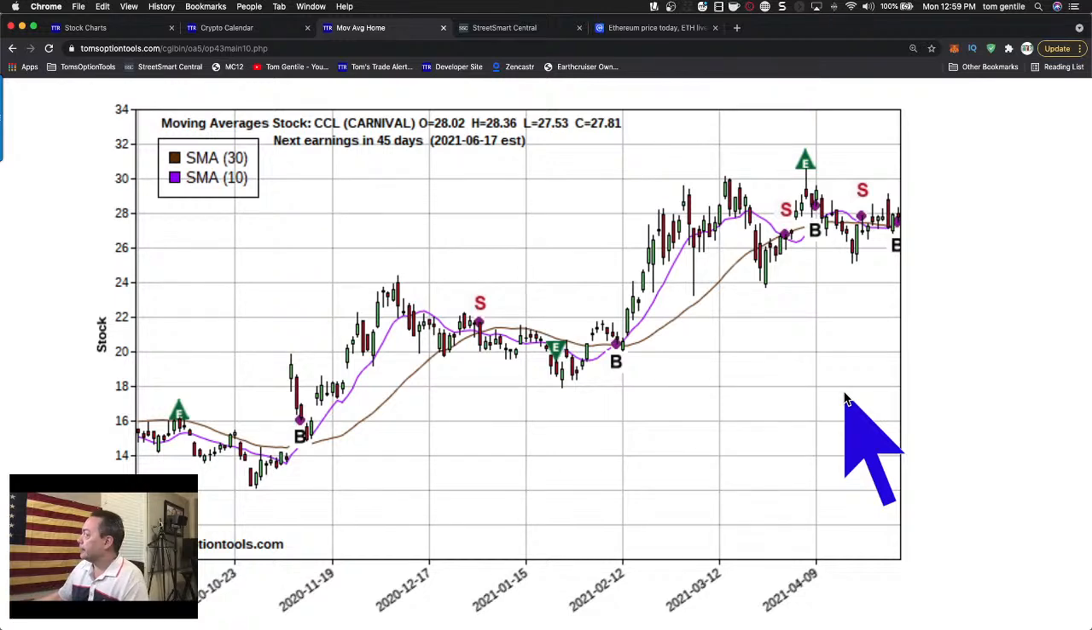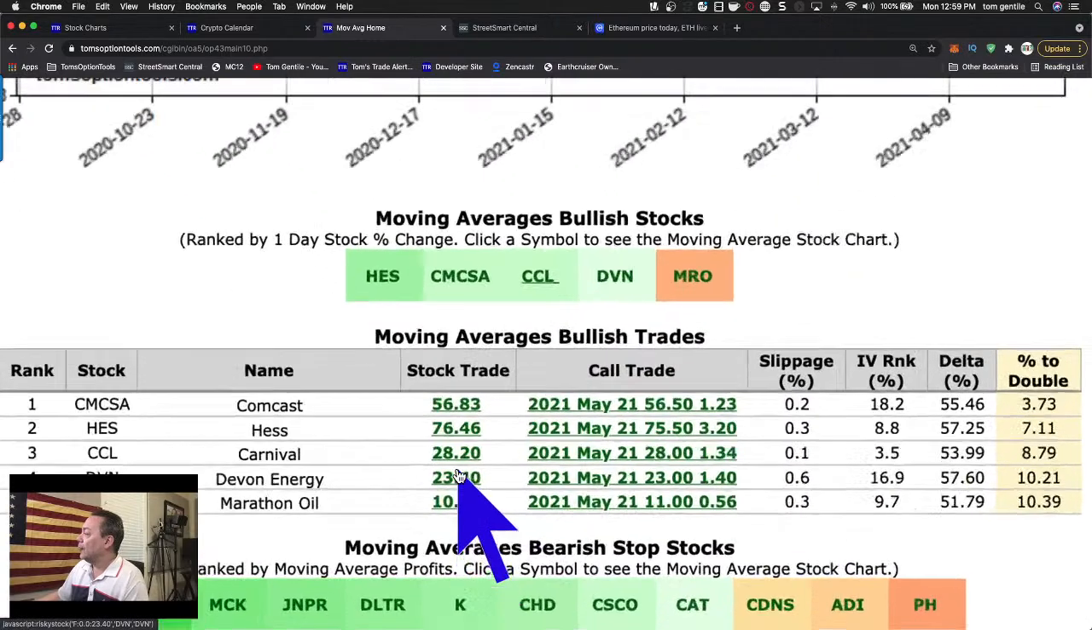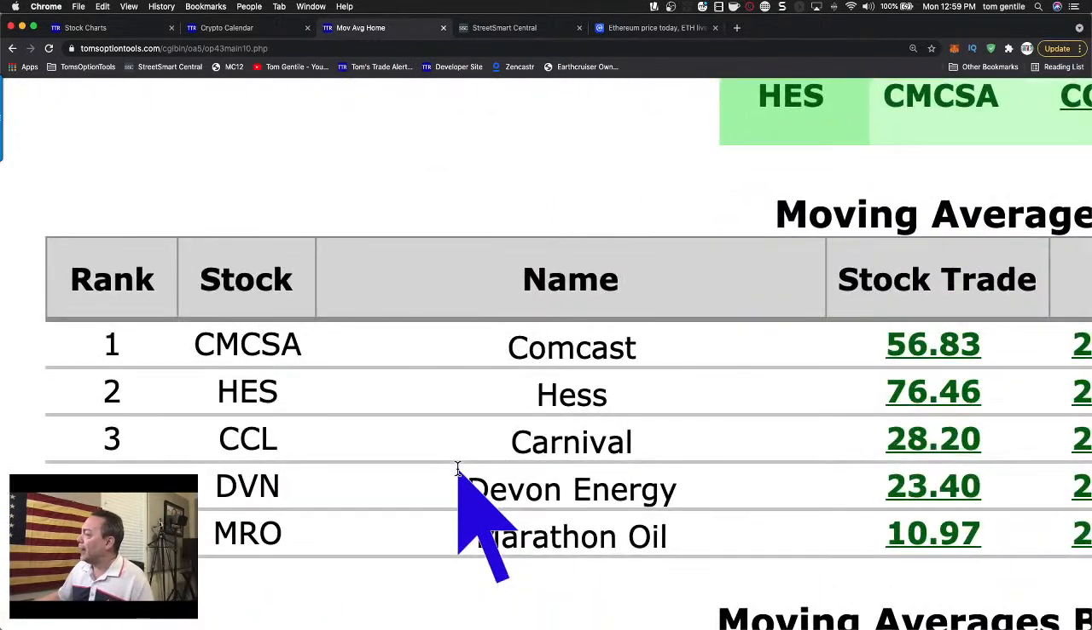All right. So there you go, guys. Those are the moving average crossovers. Remember, what we're looking at is stocks right now where the 10-period moving average is crossing above the 30-period or 30-day moving average at this time.